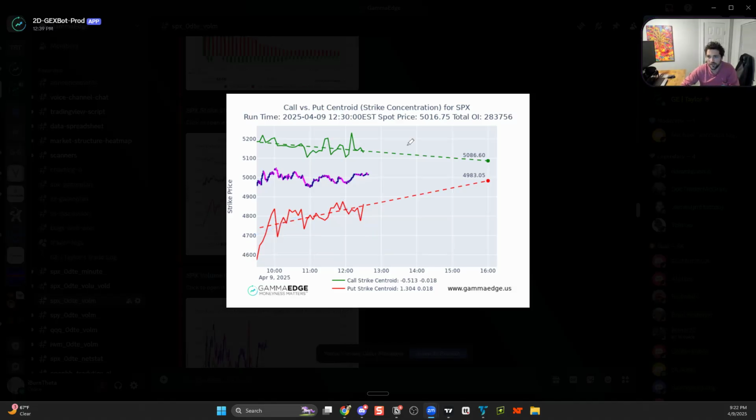And you'll see these dashed lines. These are called the lines of best fit. These are simply just linear regressions to our centroids. And what this does is this helps us understand, all things equal, if the call speculators continue to behave in the manner that they have been from the open to 12:30, that call centroid is likely to continue down this path. Same logic for the put side. And this helps create guardrails on where price is likely to go for the remainder of the session, all things equal.